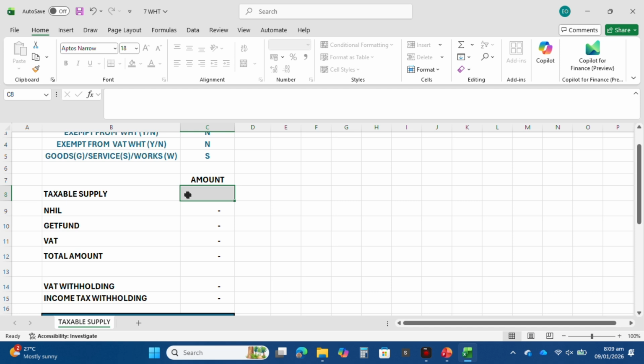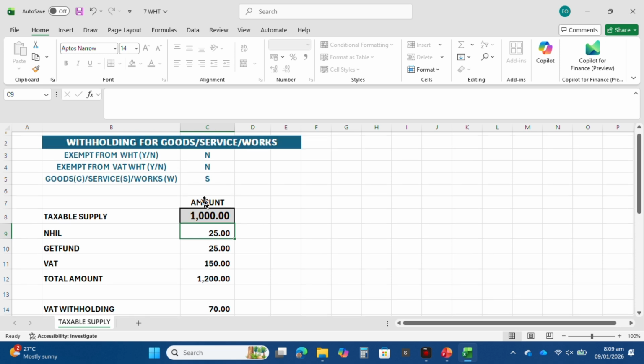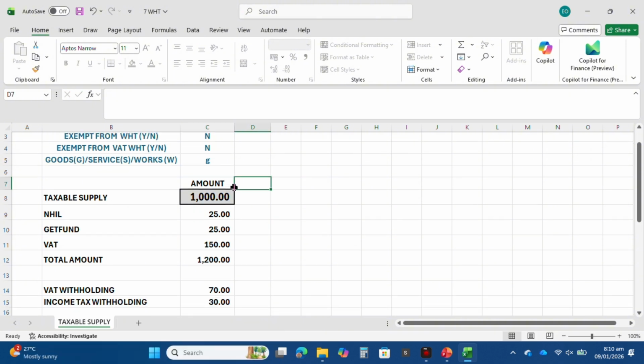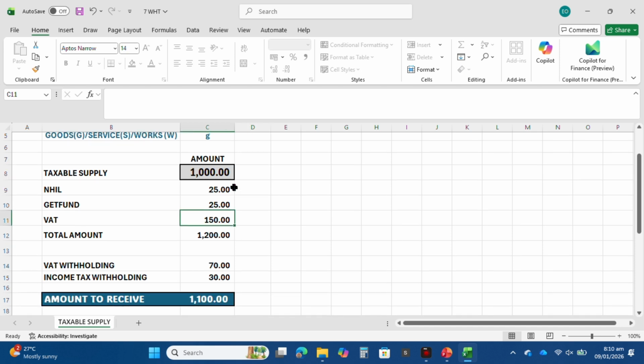You get it? So I'm not exempt from income tax. I'm not exempt from VAT withholding. It is a laptop, so that would be goods. So I'll just type G here. You get it? So when I come here, you see this is my NHIL tax calculator for me. My VAT is what? 150. The total amount Stanbic is supposed to pay, I mean, without the withholding, is 1,200. This is what you invoice. This will be the total invoice amount.